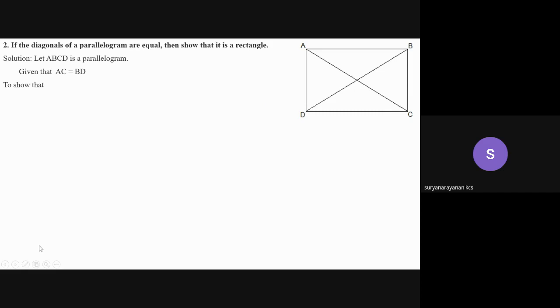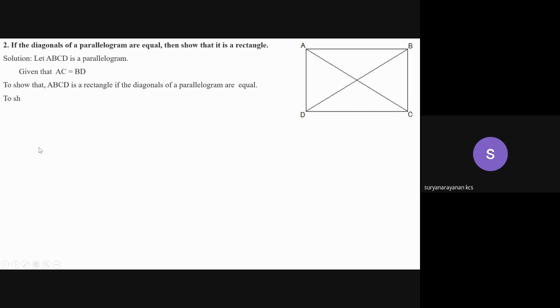Now we have to show that the parallelogram ABCD is a rectangle. We have to prove that this parallelogram ABCD is a rectangle if the diagonals of a parallelogram are equal. If the diagonals of a parallelogram are equal, we have to show that this parallelogram is a rectangle. This is a statement to be proved. Okay, my children.